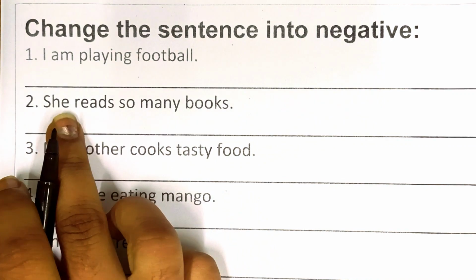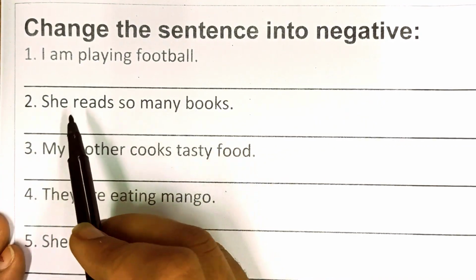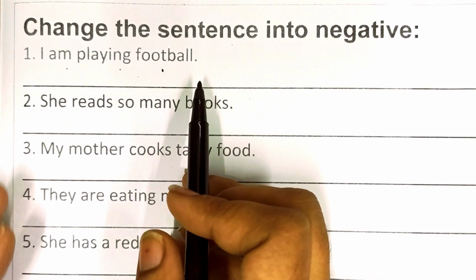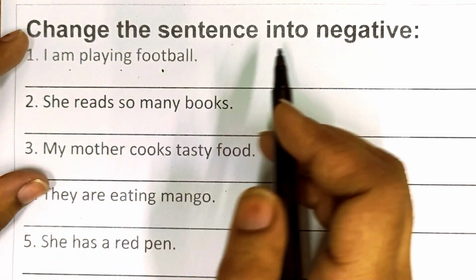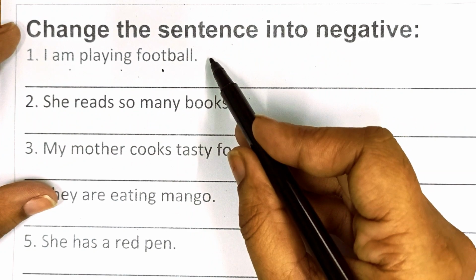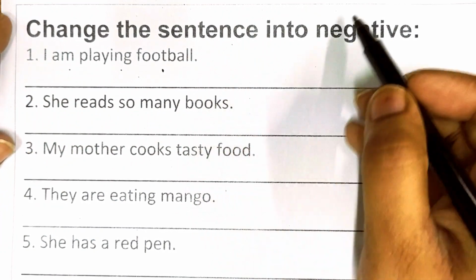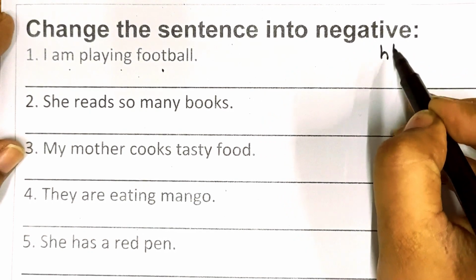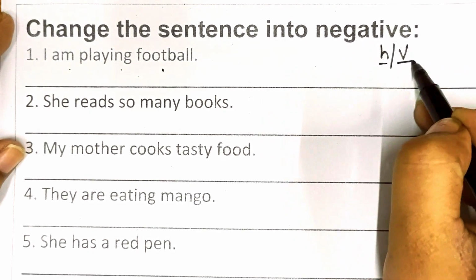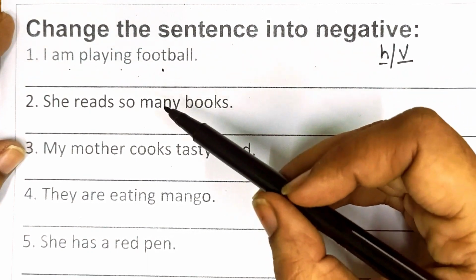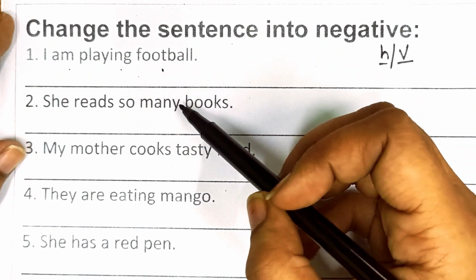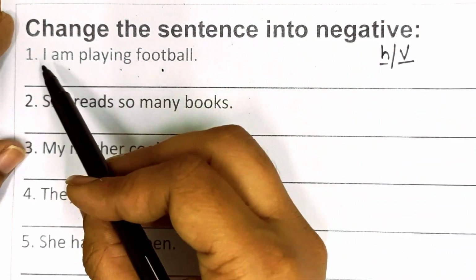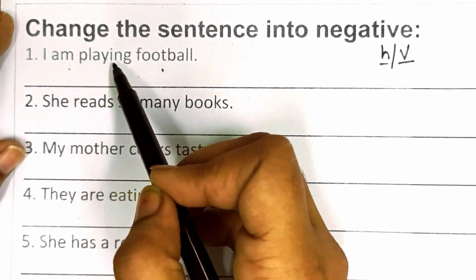My first sentence is I am playing football. To change this sentence into negative you must need a helping verb. If you don't have a helping verb in your sentence, you have to find that. We will discuss it later, but now see this sentence, I am playing football.